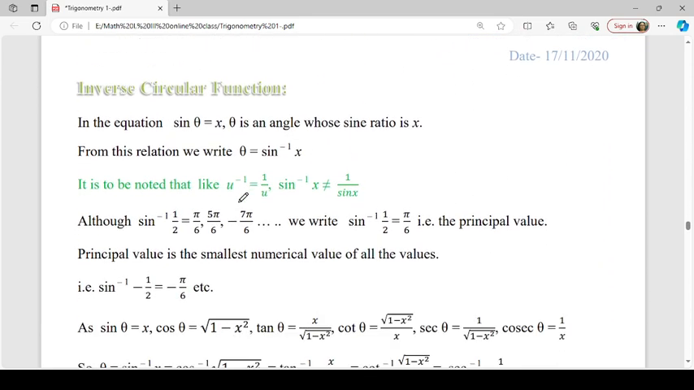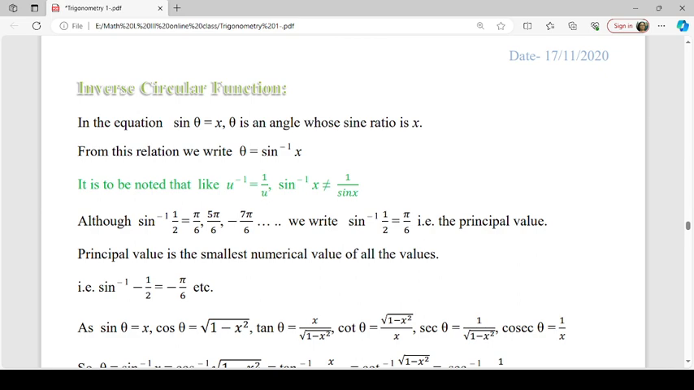Next is inverse circular function. So the inverse circular function is, if sin theta is equal to x, then theta is sin inverse x. So sin inverse half will have many values, but we write only the principal value. So sin inverse minus half, we write minus pi by 6.